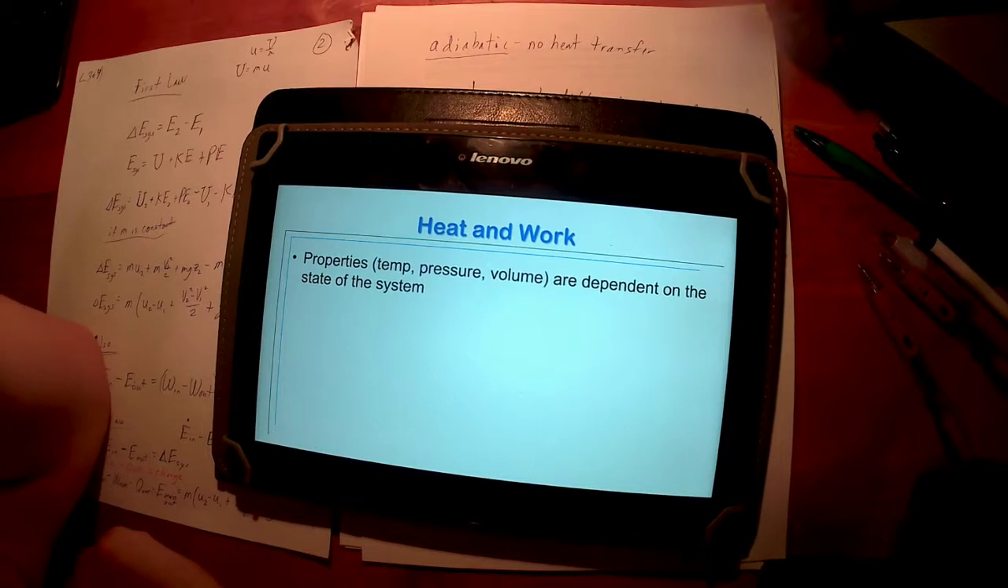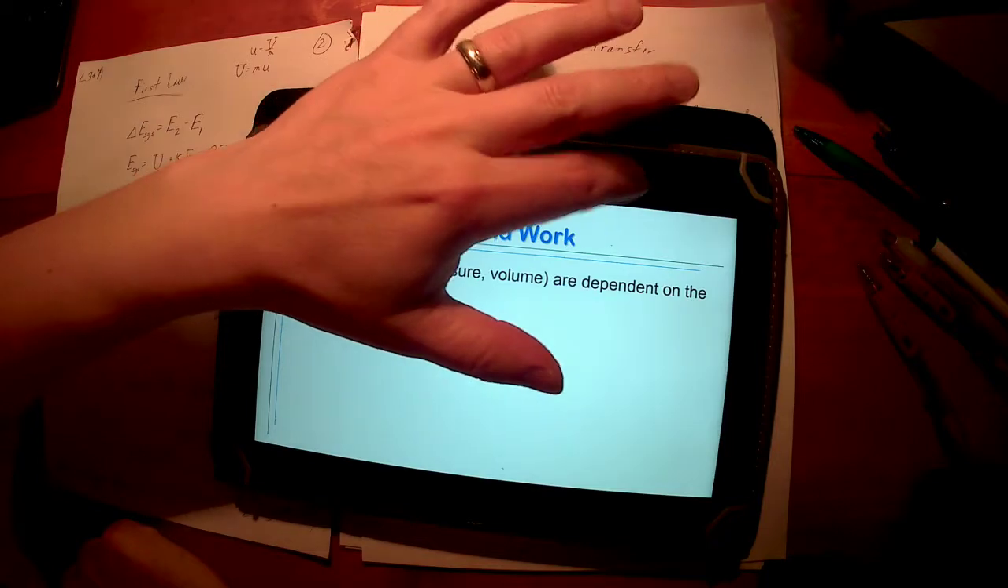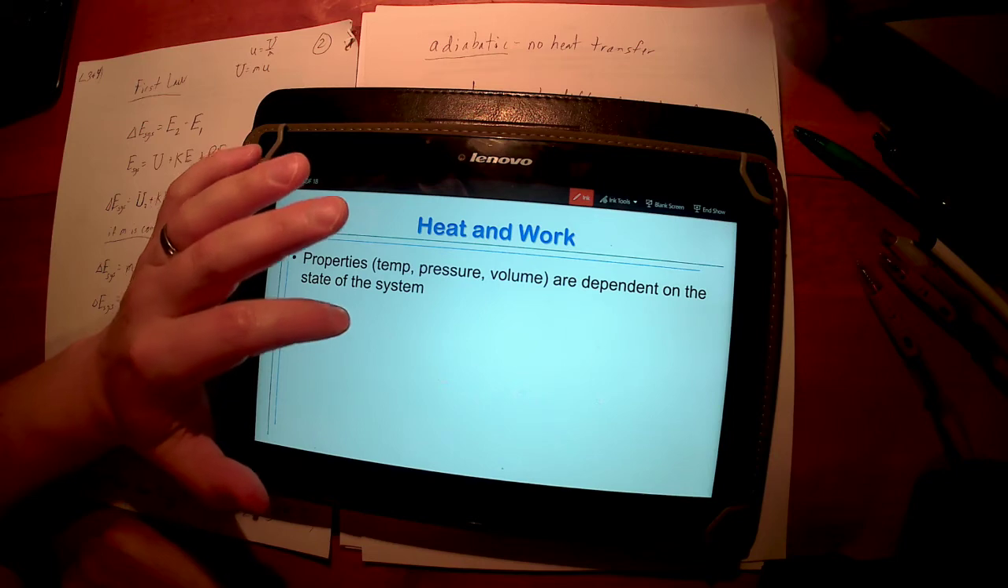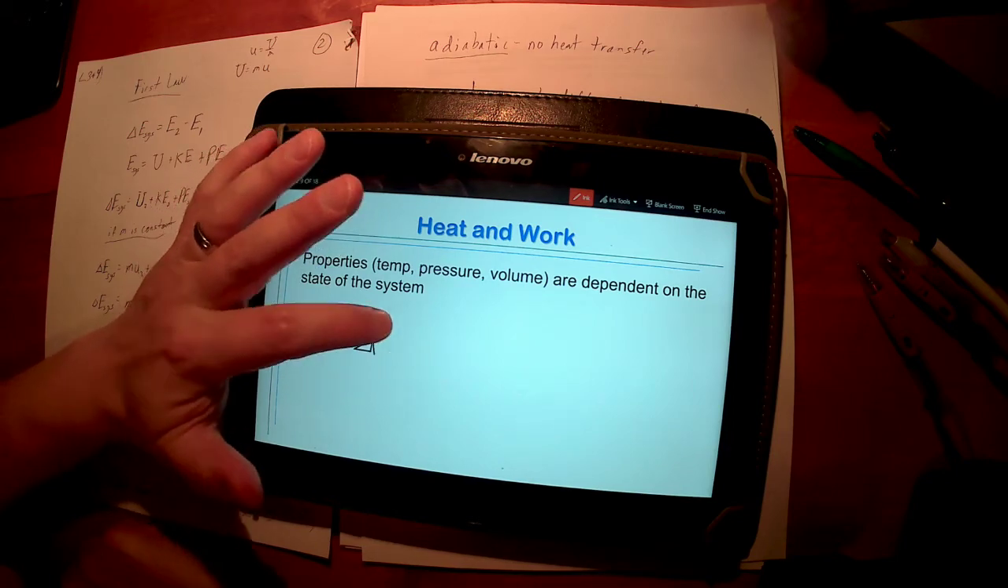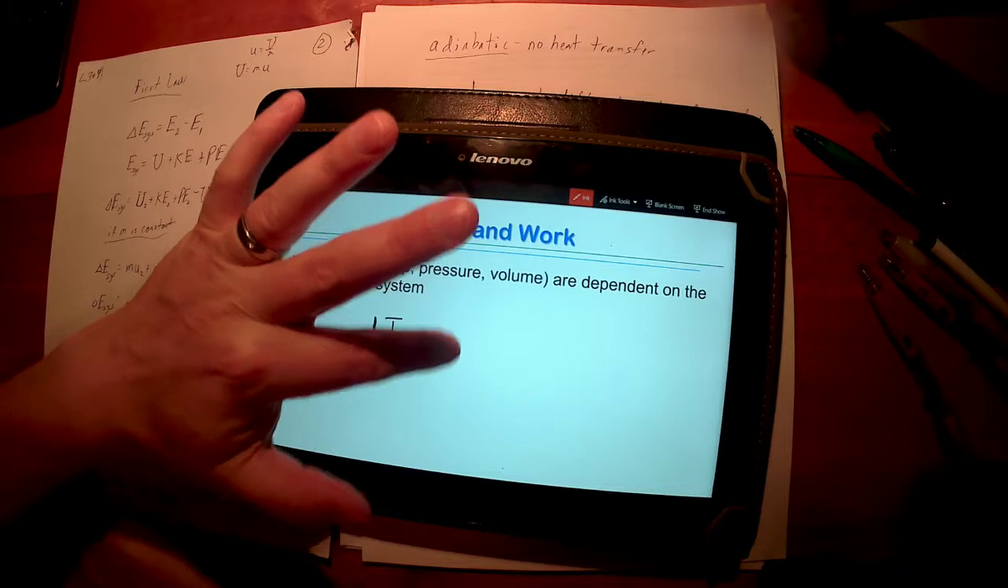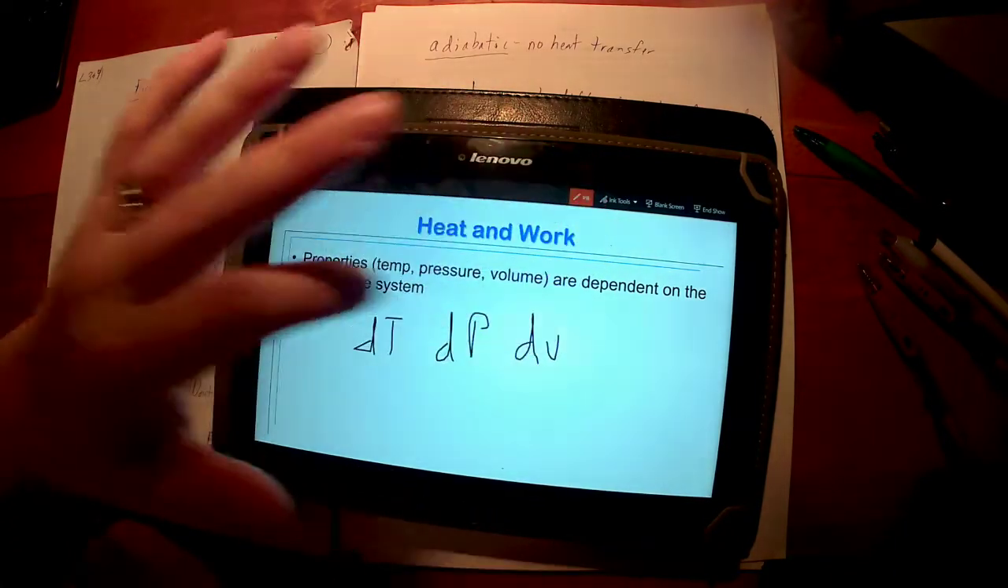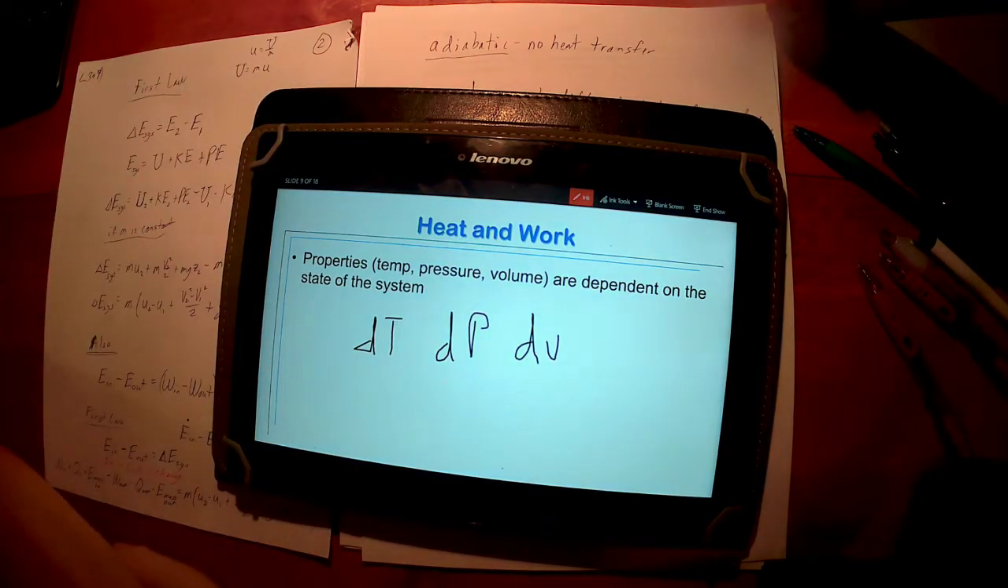So why does that matter? Well, here's the thing. We're going to continue talking about properties. We mentioned properties in the previous lecture. We said properties, things like pressure, temperature, volume, are dependent only on one variable, and that is the state of the system. So if we're talking about temperature, pressure, or specific volume or total volume, we're going to use just a regular exact differential D for those.